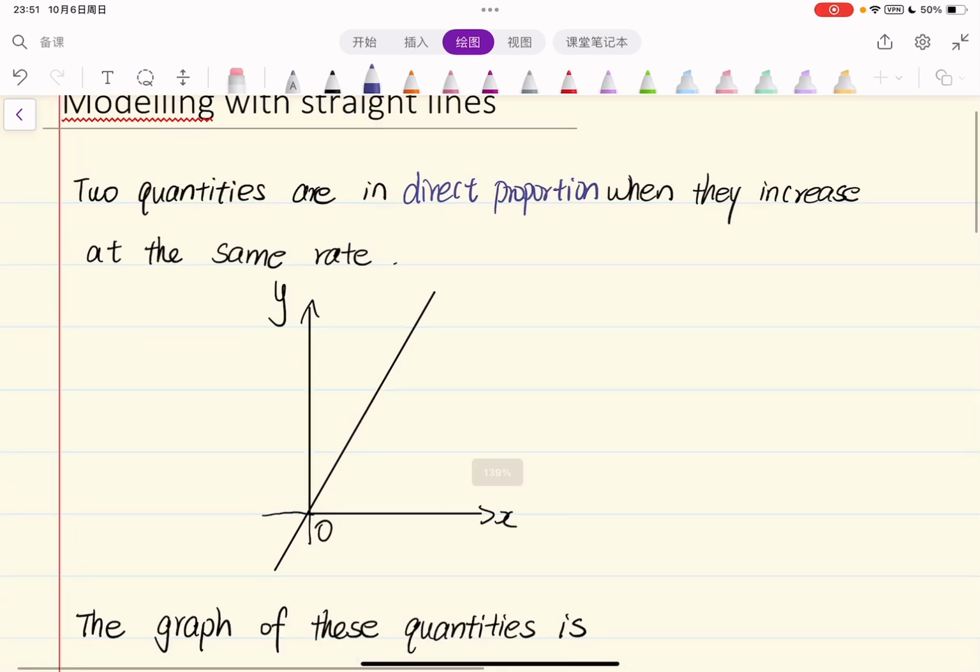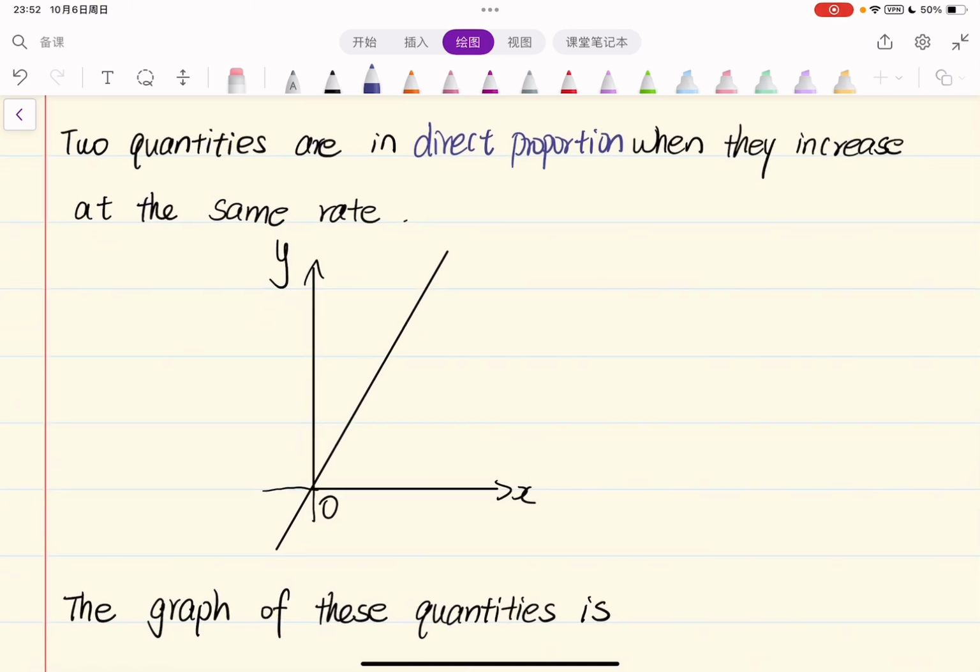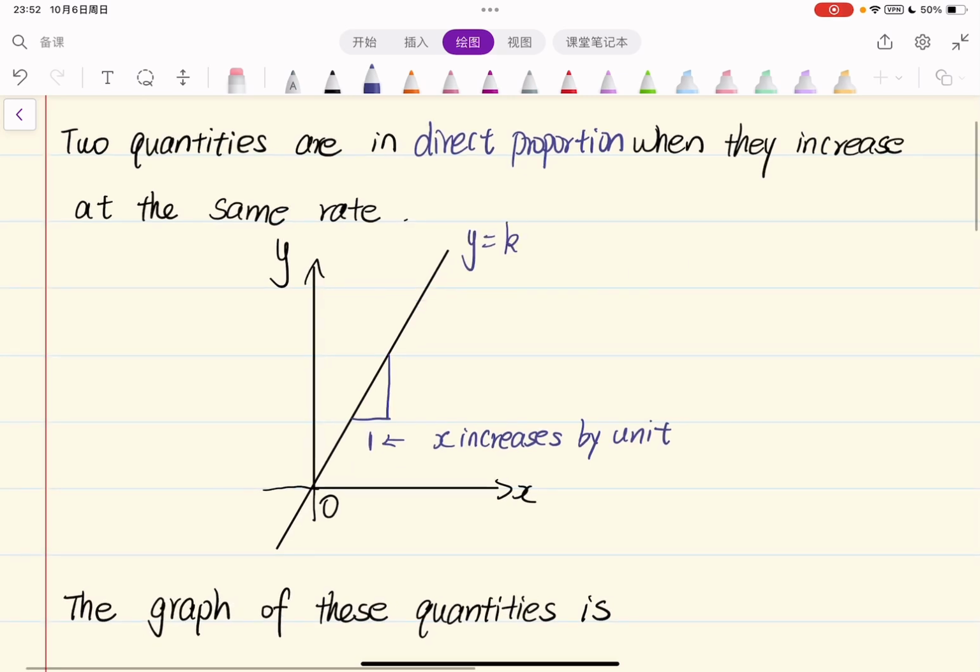So look at the graph. If here we say that it's 1, then this one means that x increases by 1 unit. So for y equals kx, y increases by k units. So here is k.